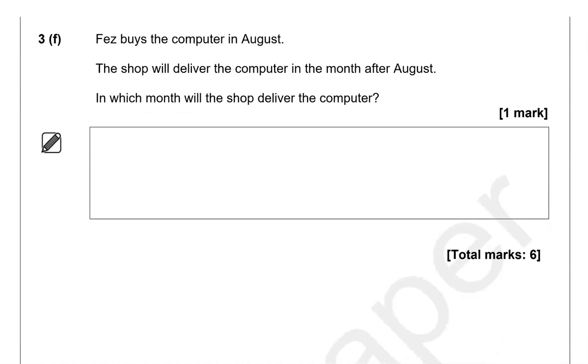Fez buys the computer in August. The shop will deliver the computer in the month after August. In which month will the shop deliver the computer? So after August, we've got September. If you can't remember that, if it's too difficult, try writing all the months starting from January out and see what is after August. And you'll find out that it's September.